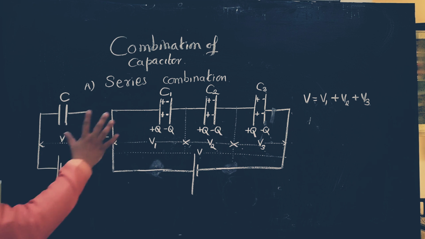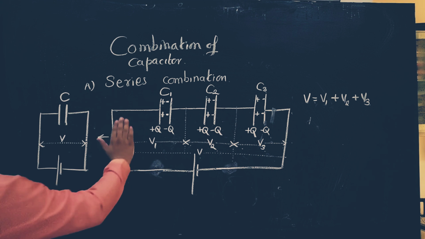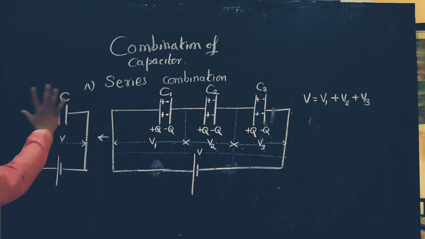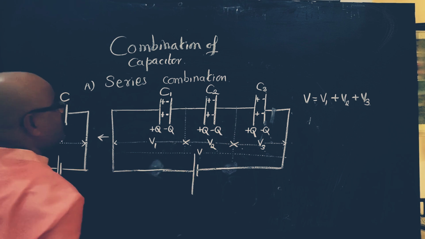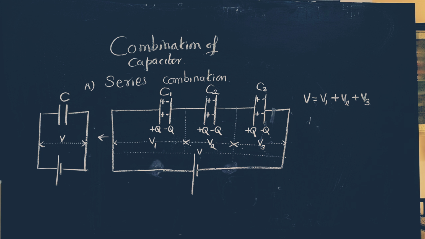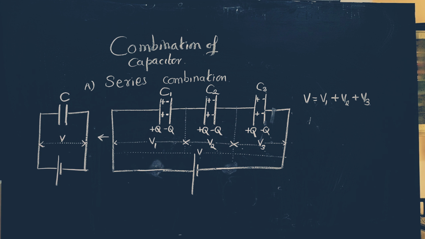Equivalent capacitor. Instead of all these three capacitors, I am drawing only one capacitor. That single capacitor whose effect is the same as that of the combined effect of these three capacitors is called what? Equivalent capacitance. What is the potential difference across the plates of this capacitor of equivalent capacitance?